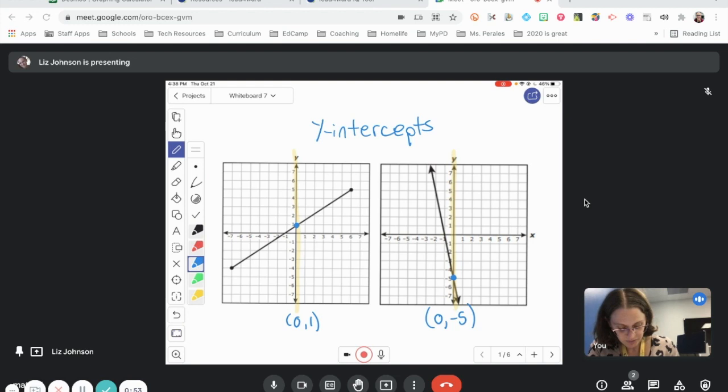Now, for some reason, we like to use the letter b to represent y-intercepts. So we could say b equals 1. We could say b equals -5. That's not hard, is it?